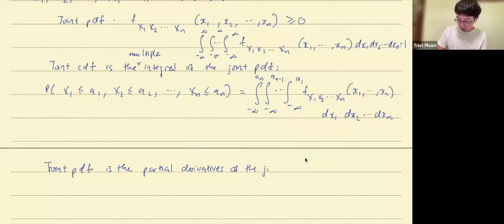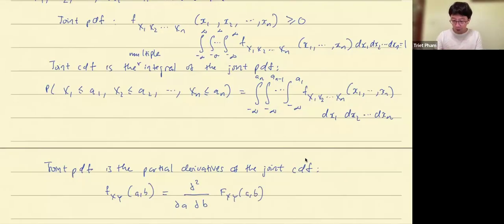Of the joint CDF. Let's just write down the case when there are two random variables. If you have the joint PDF of x and y, that's the partial with respect to a and b of the joint CDF, for example. In general, you would differentiate the joint CDF with respect to a1, a2, up to an-1, an, respectively, to get to the joint PDF. Okay.